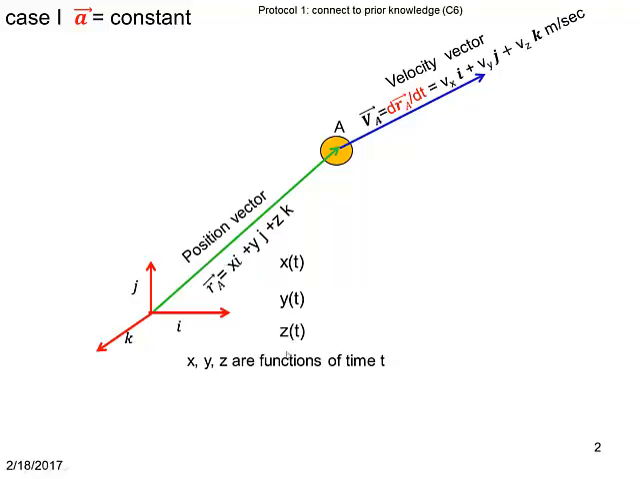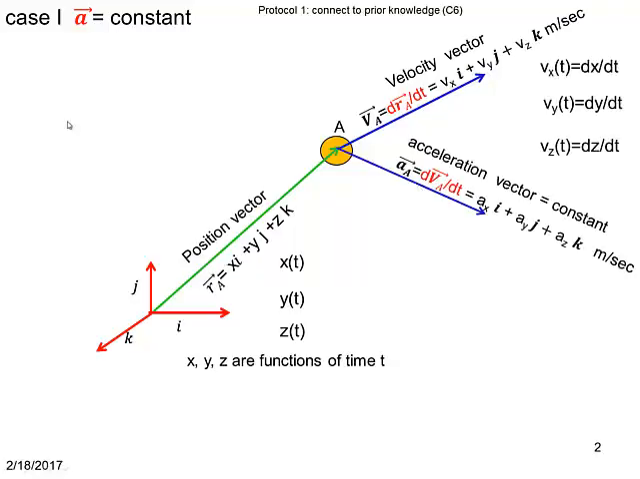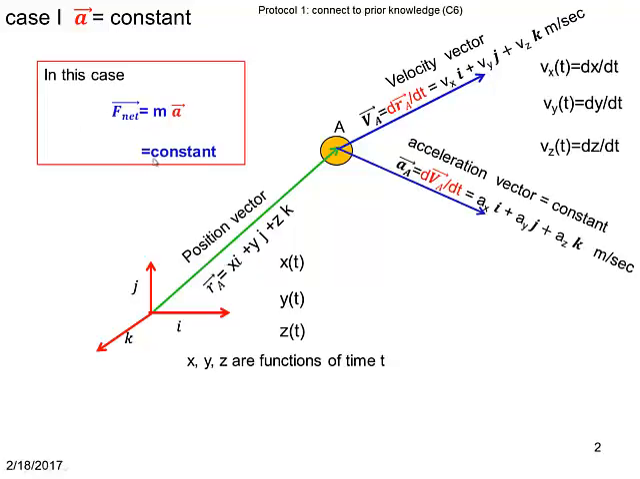Since the object is moving with the constant acceleration, it implies that the net force acting on the object, that is mass times its acceleration, is also a constant as per Newton's second law of motion.